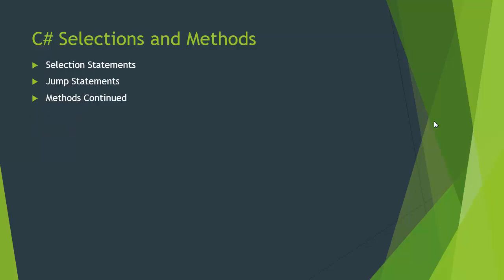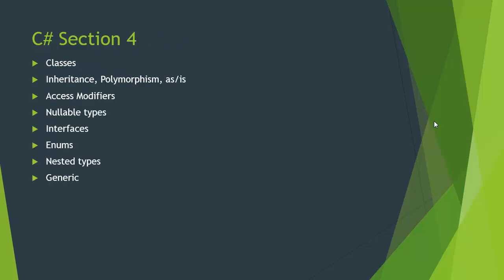In the next section, we'll cover selections and methods. So we have our selection statements, our jump statements, and we'll continue talking about methods, so more advanced methods. In section 4, we'll cover classes. And with classes, we'll cover inheritance, polymorphism, and as-is type conversions. We'll also cover the different access modifiers available in C#.